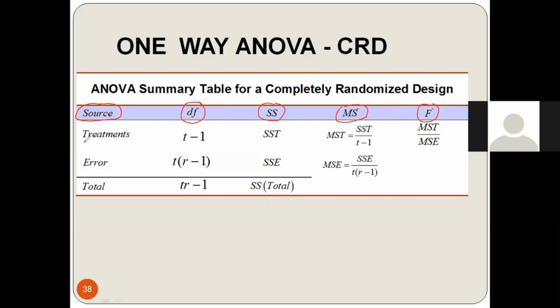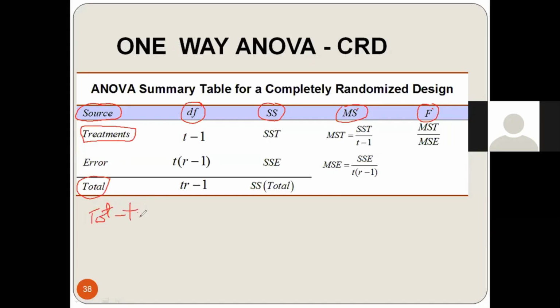So here, what are the major components? Treatment is one of the components. Can you remember in regression? Regression came as one of the sources of variance. So here it is treatment. Treatment is one of the major components. Then you have the total. So total minus treatment will give the error component.